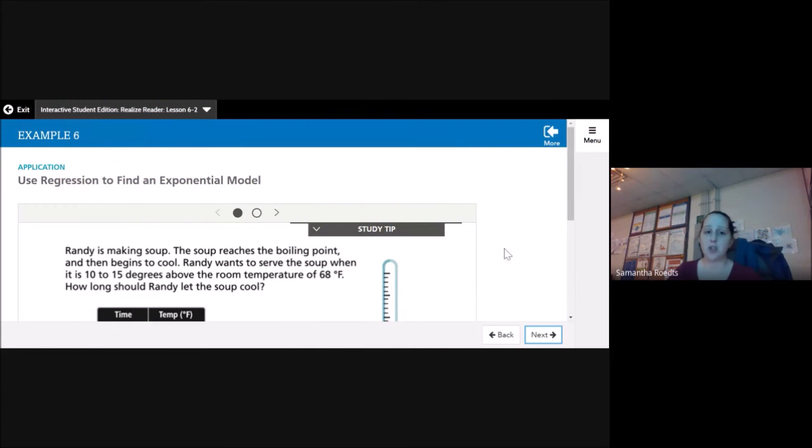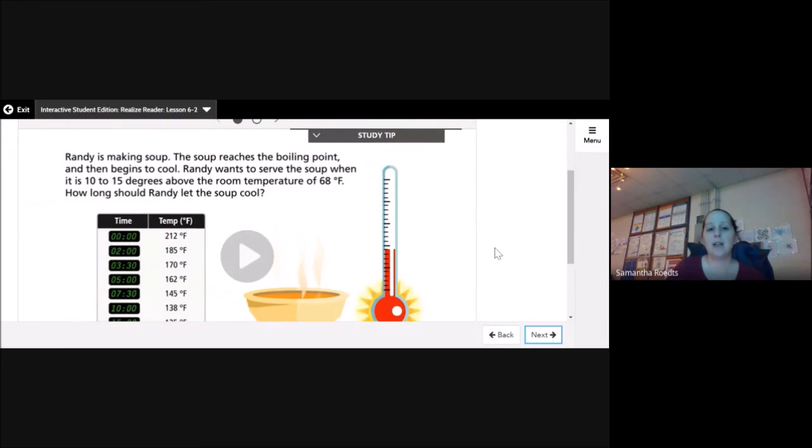Example 6, use regression to find an exponential model. So Randy is making soup. The soup reaches the boiling point and then begins to cool. Randy wants to serve the soup when it is 10 to 15 degrees above the room temperature of 68 degrees. How long should Randy let the soup cool?